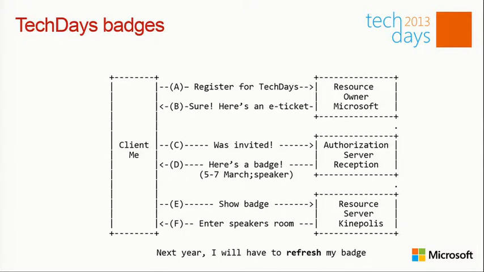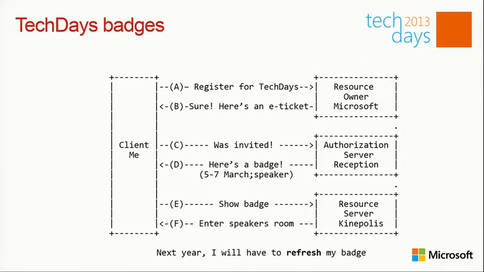So I get this badge with all this information on there. And whenever I enter a room, the resource server, Kinepolis, will check this badge and see if I'm a speaker, so I can enter earlier than general audience, and if I can still enter. So if I come here tomorrow, when the conference is over, my date says you're only allowed to be here until the 7th of March, which is today. I cannot come back in tomorrow.